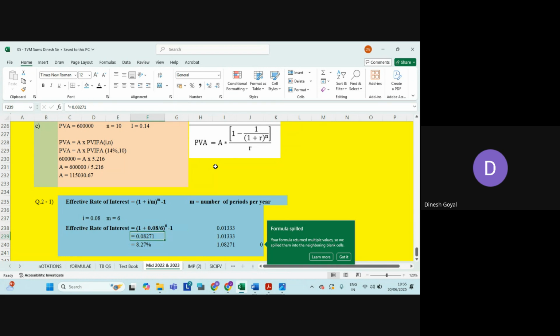So see how to do this. First, you have to do 0.08 divided by 6. If you are not putting the whole equation in scientific, first you have to divide 0.08 by 6. Right? So you will get this value that I have written here, 0.01333. Then add 1. So if you add 1 to it, you will get 1.01333. Then raised to 6. 1.01333 raised to 6 will give you 1.08271. And then minus 1, you will get this value. And then multiplied by 100, you will get this value.